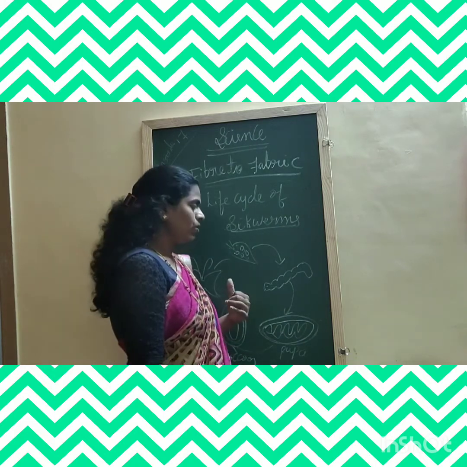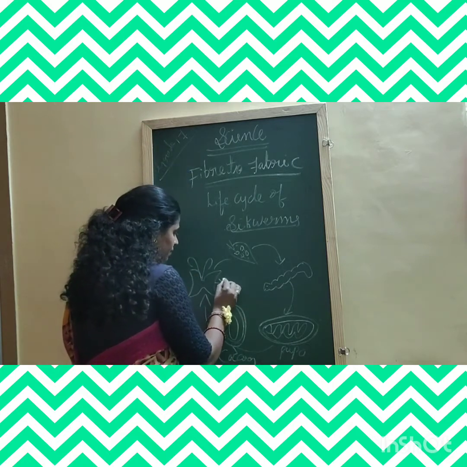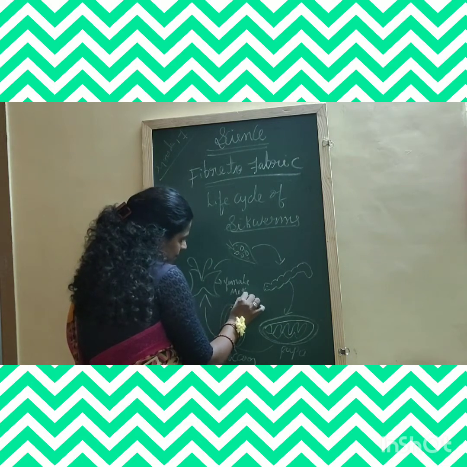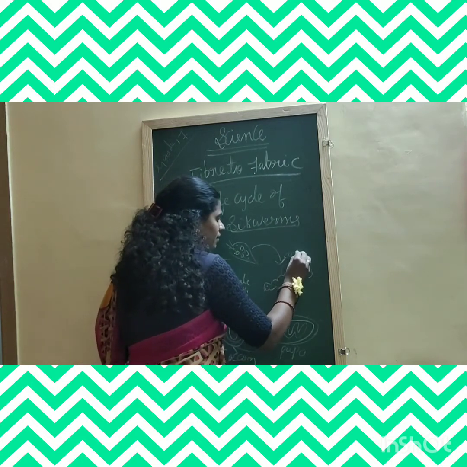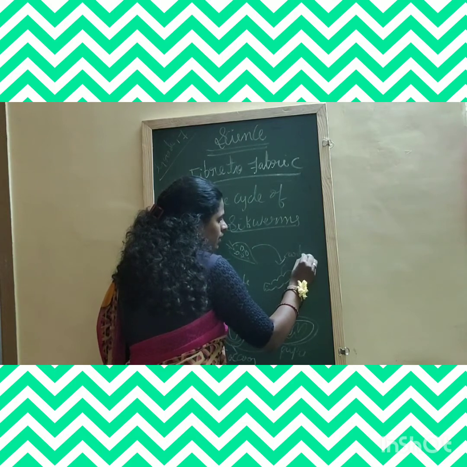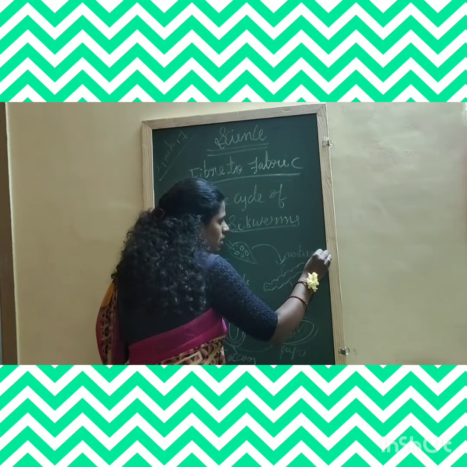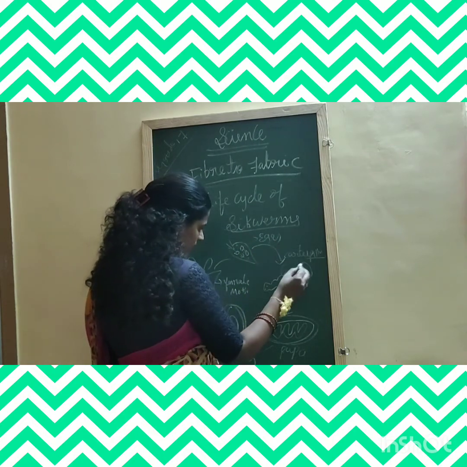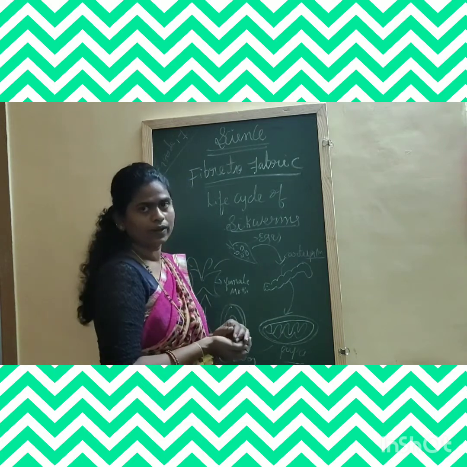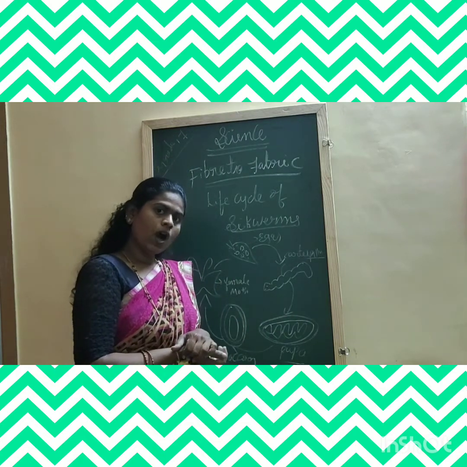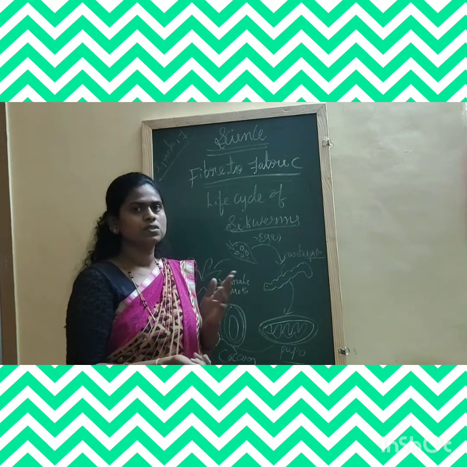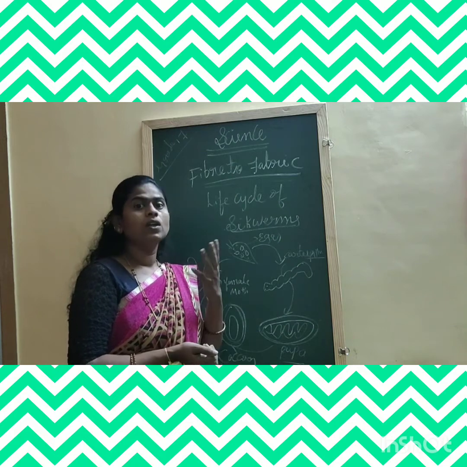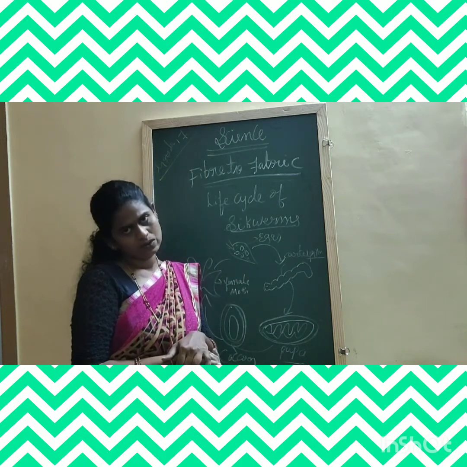So this is called the female moth. This is called the caterpillar. So these are called eggs. This is the caterpillar. This is the pupa. This is the cocoon. Now I will explain how the life cycle of the silkworms takes place. This life cycle of silkworms is very important to study the extraction of silk fibers from the silkworms.